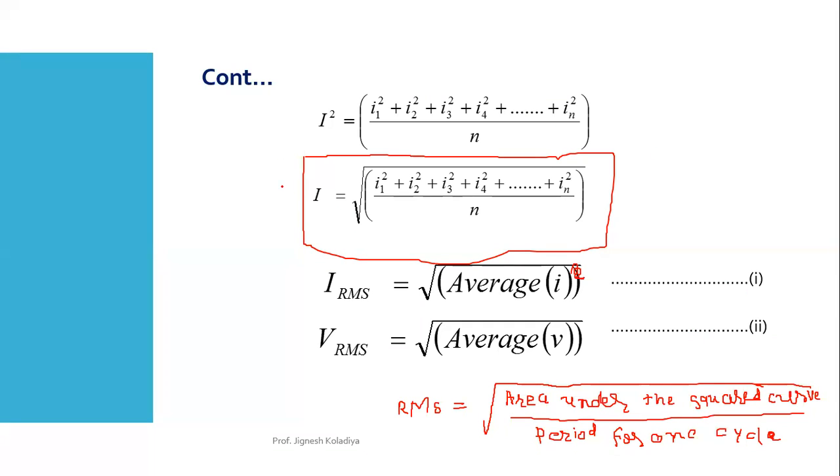So this is the equation of IRMS based on graphical or mid-ordinate method. If you want to write for VRMS, it is equal to the average of V square. So what is the replacement? Only this quantity: square root of small v1 square plus small v2 square plus small v3 square up to small vn square divided by n. Okay, so this is RMS value by using mid-ordinate method.